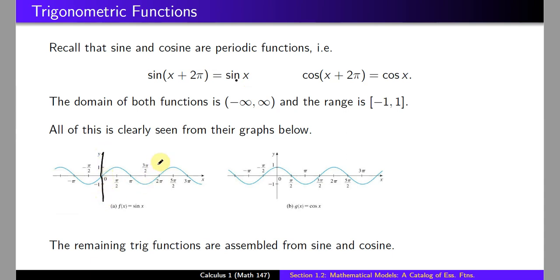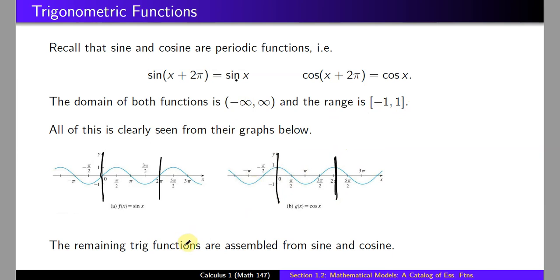Here's sine. All that you need to do is know what sine looks like between 0 and 2 pi, and then it just replicates or repeats to the right and left in that same pattern. Cosine does the same thing. Just figure out what it looks like between 0 and 2 pi, and then it repeats. Now, they both have the same domain from minus infinity to infinity. They also have the range minus 1 to 1.